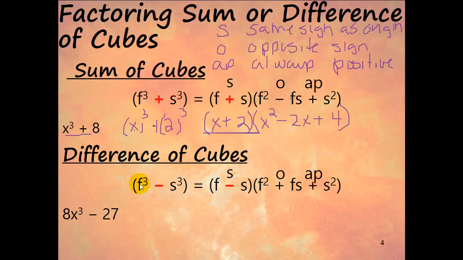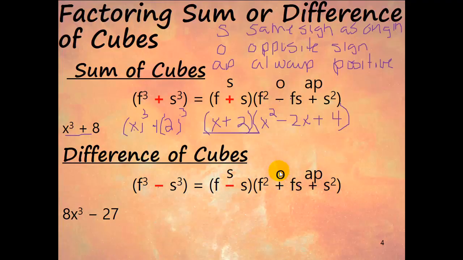The difference of cubes works the same way. You have a perfect cube and a minus sign between them. Then you're going to go the first minus the second, first squared plus first times the second, plus second squared. It follows the same mnemonic, same, opposite, always positive for the signs, okay?